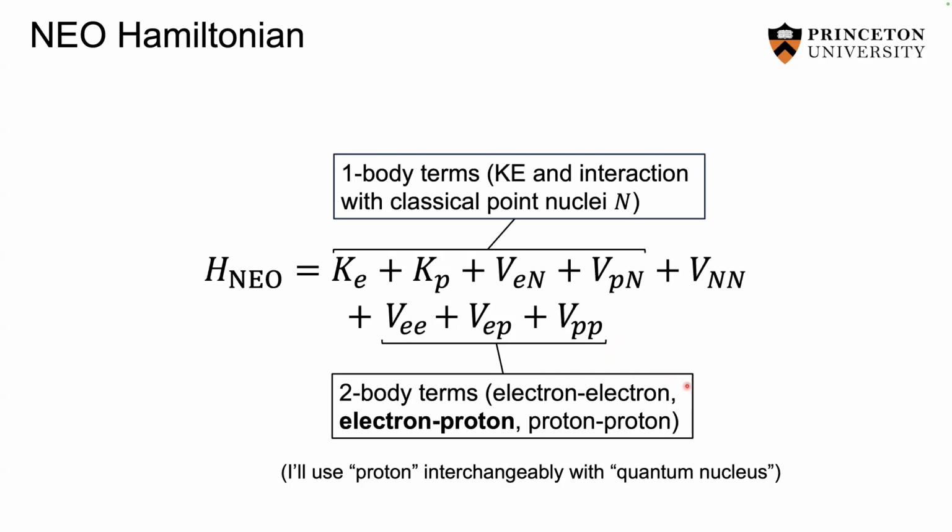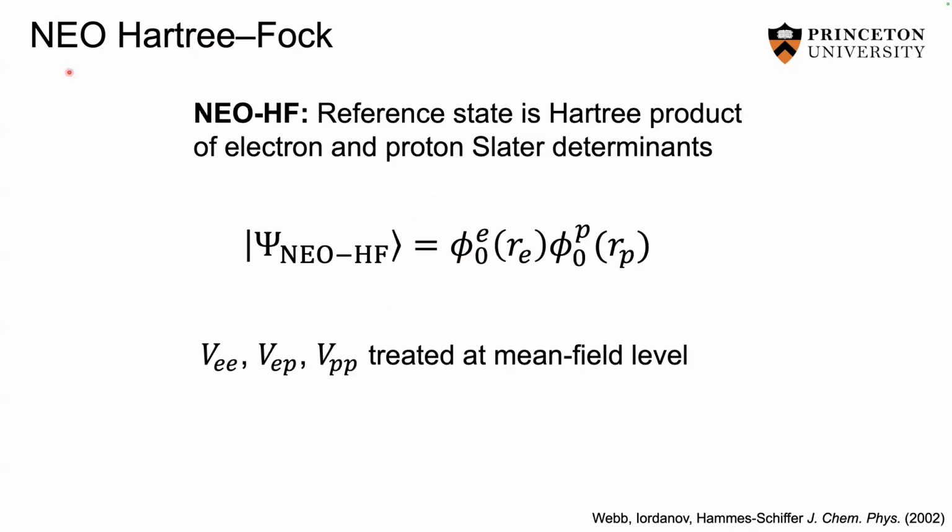So what's the simplest way we can treat this? Well, it's the same as electronic structure theory. We could treat this in the mean field with Hartree-Fock. In this case, it's NEO-Hartree-Fock. And so what Hartree-Fock theory yields is a ground state that is a Hartree product of electronic Slater determinants and protonic Slater determinants. And so these are converged self-consistently where the electron-electron interaction and also the electron-proton interaction and proton-proton interaction are treated at the mean field level and then converged self-consistently in this product form.